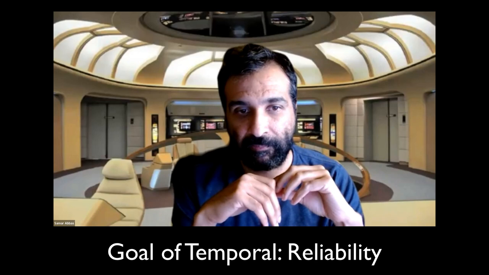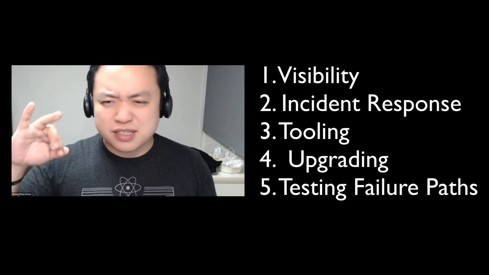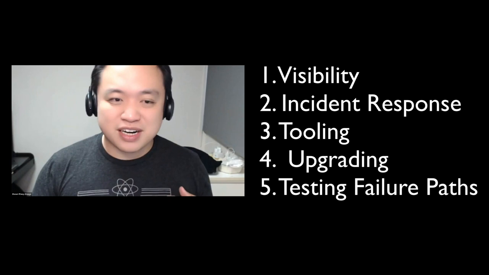Awesome. Okay, so we'll get right into the topics that we prepared, because I want to get right to the points. We prepared 5 broad categories. This is everything after you're done developing and shipping Temporal code, or a Temporal-empowered application, into production. The 5 categories are visibility, incident response, tooling, upgrading, and testing failure paths. They may not all be in the same order. So shall we touch on visibility first?